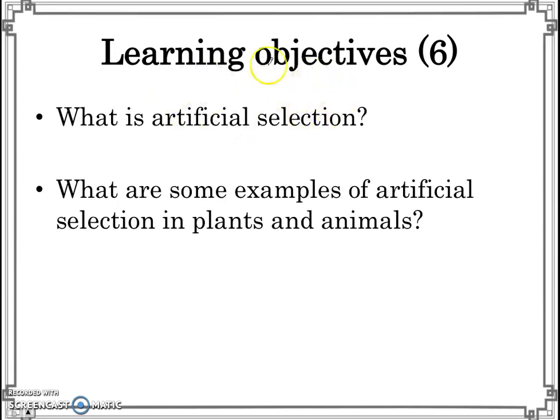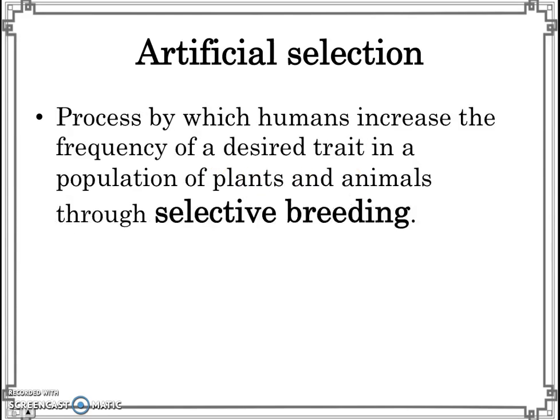So in this video, we're going to take a look at what is artificial selection, and also importantly, you need to be aware of some of the examples of artificial selection in both plants and animals. So what is artificial selection? Well, it's a definition, and definitions are important, so bear this in mind.